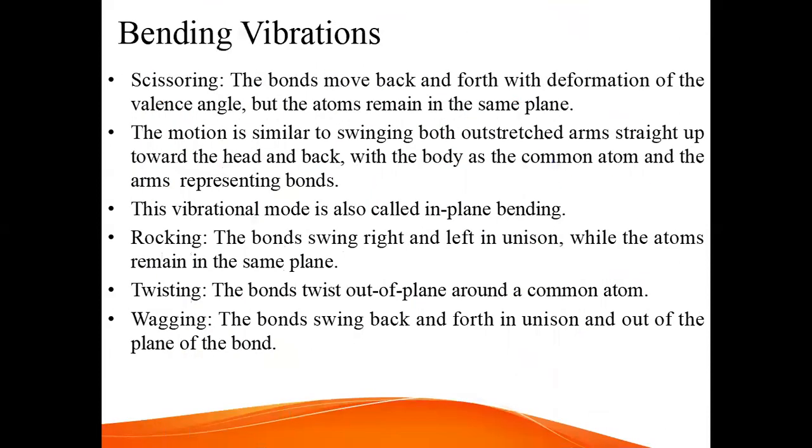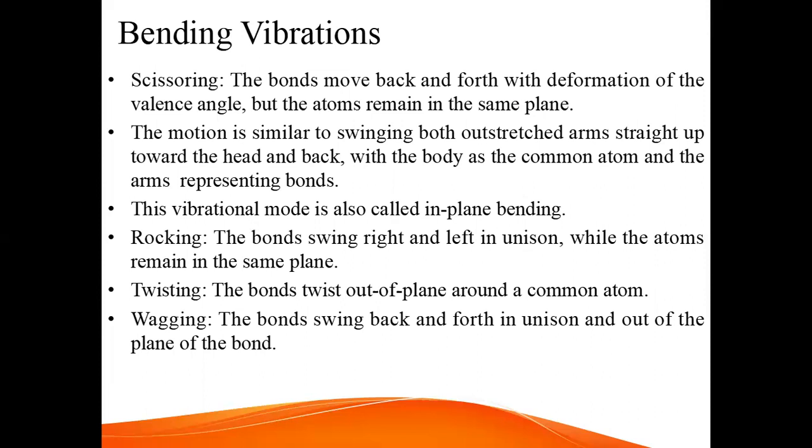Bending vibrations. There are different kinds of bending vibrations. For example, scissoring. The bonds move back and forth with the deformation of the valence angle, but the atoms remain in the same plane. The motion is similar to swinging both outstretched arms straight up toward the head and back, with the body as the common atom and the arms representing bonds. The vibrational mode is also called in-plane bending.